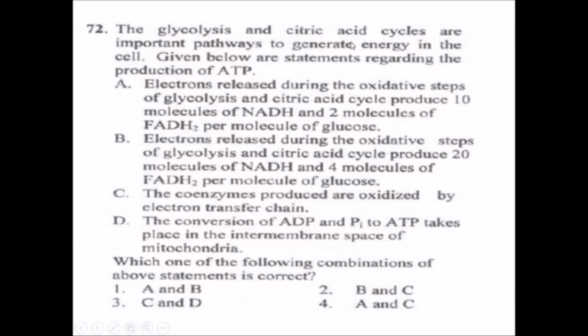The glycolysis and citric acid cycles are important pathways to generate energy in the cell. Given below are statements regarding the production of ATP. The question is quite simple. If you have a general idea of glycolysis and the citric acid cycle, you will know that during this cycle, there are in total 10 molecules of NADH and 2 molecules of FADH2 produced per molecule of glucose. Another thing is that the coenzymes produced are oxidized by the electron transport chain. So here the answer will be A and C. As per this, the answer will be number 4.